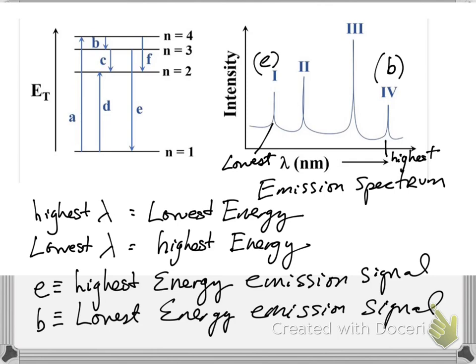At 1, which is the highest energy, lowest wavelength, that would be E. And then F would be the next highest, and then C would be the next one. So remember, the energy gaps are proportional to the energy. So B is the smallest energy, largest wavelength. E is the largest energy gap, lowest wavelength.